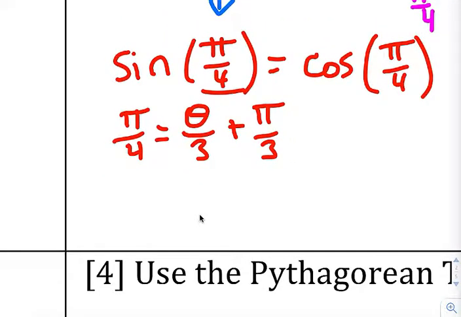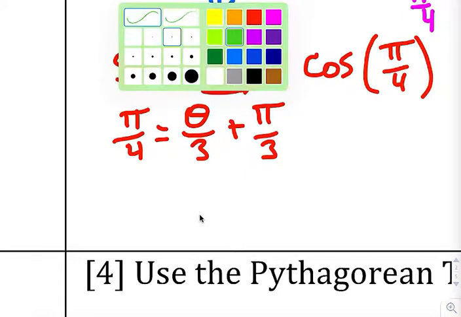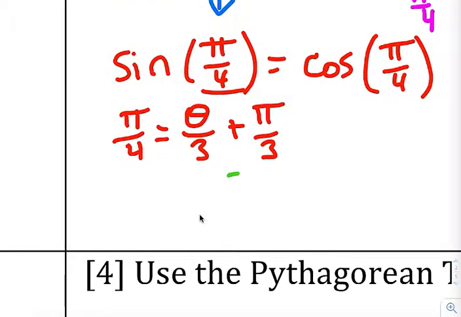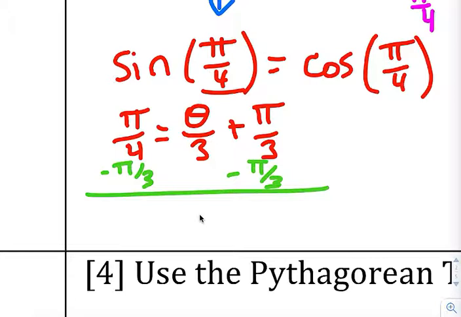So if I'm going to have a hope for solving for theta, I need to get theta by itself. So let's switch colors here. I'm going to subtract pi over 3 from both sides first. And so we have pi over 4 minus pi over 3, that's equal to theta over 3. So I'll multiply by 3 in the last step.